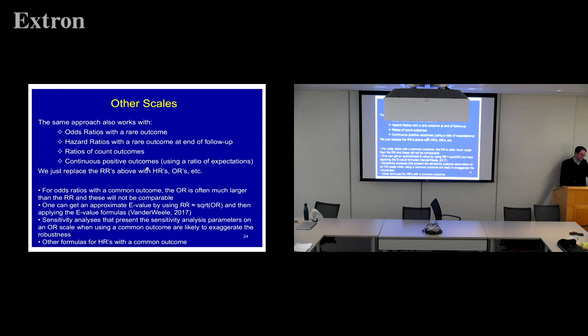The same approach works with odds ratios and hazard ratios with rare outcomes, ratios of count outcomes, and continuous positive outcomes. If we take ratios of those, we just replace the risk ratios with the hazard ratios or the odds ratios.